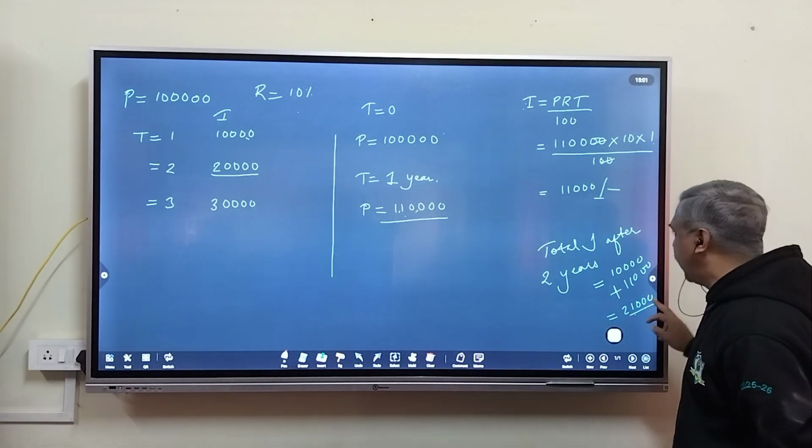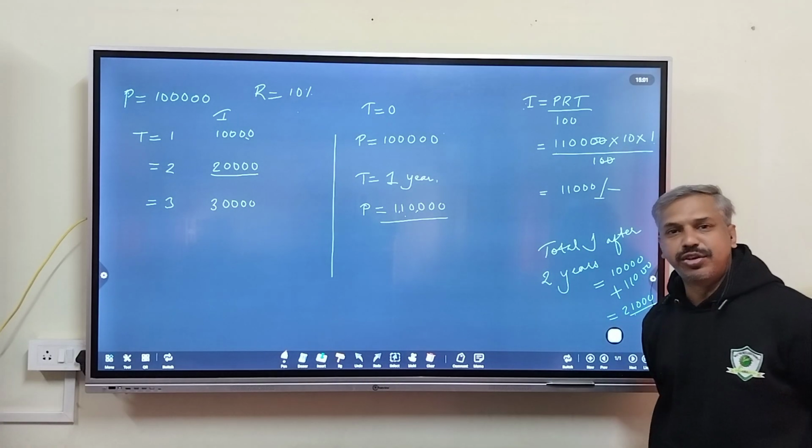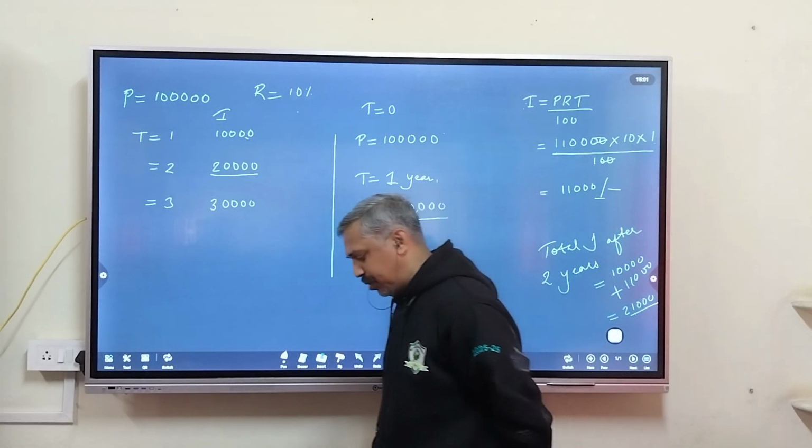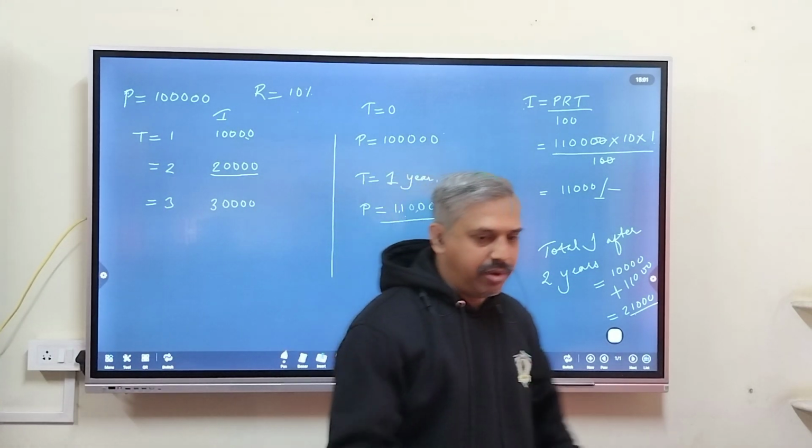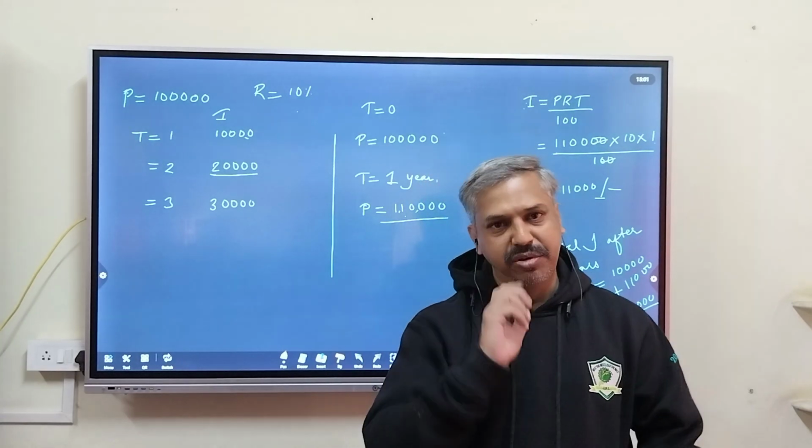This is as per the formulation or the calculation based on compound interest. In compound interest, what happens is, the money that you have taken is your principal amount for the first year.